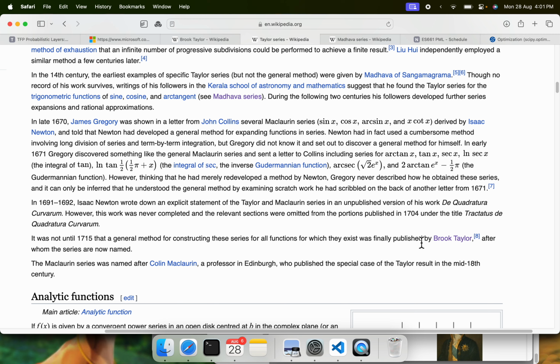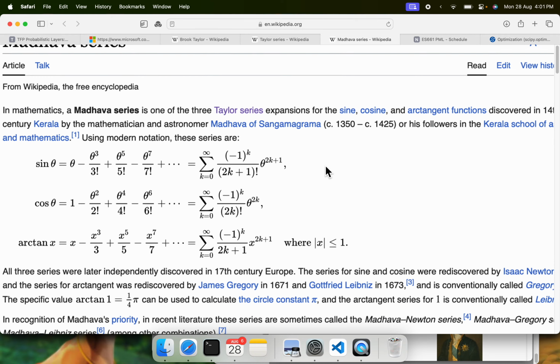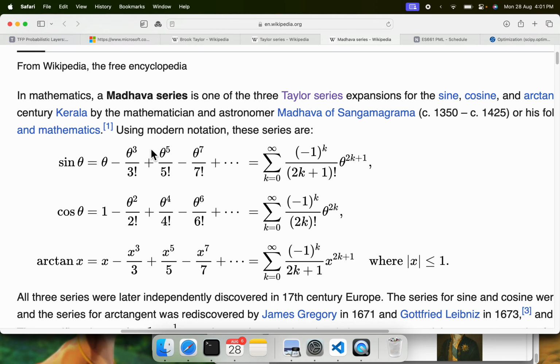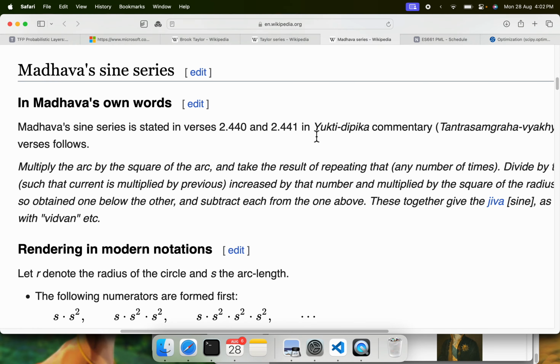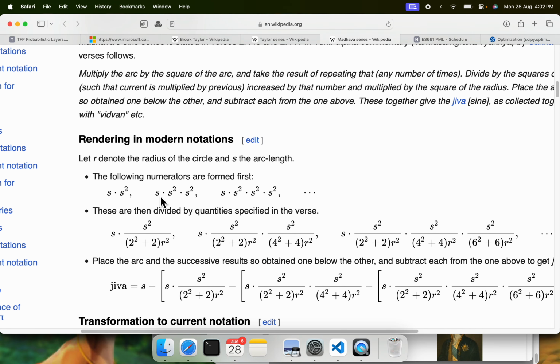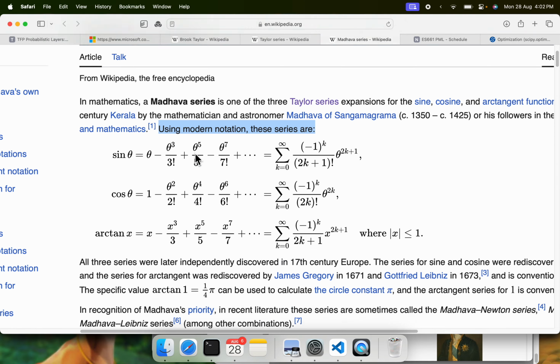Right, so this is some limited amount of documented history present on Wikipedia, which mentions that this idea has been around and a lot of people have independently discovered this. And if you go to Madhava's series, you will see that this is the expansion which has been given. Importantly, they mention using modern notation. So it seems that Madhav had some different way of representing the same thing. Right. So this is the notation that had been given by Madhav, slightly different than the current one.